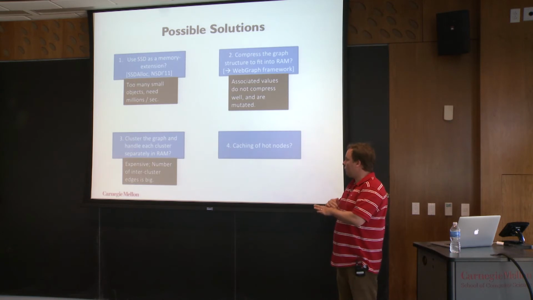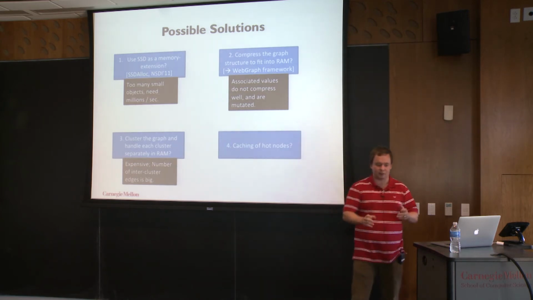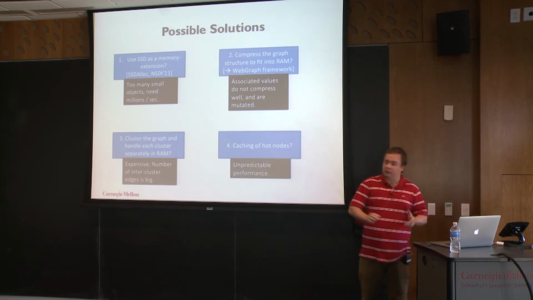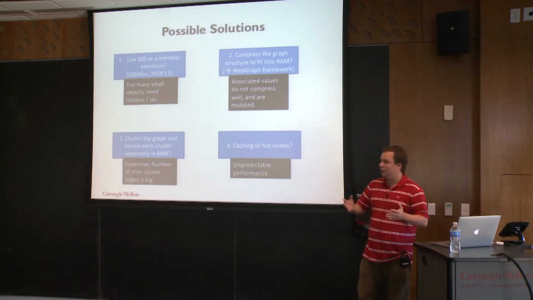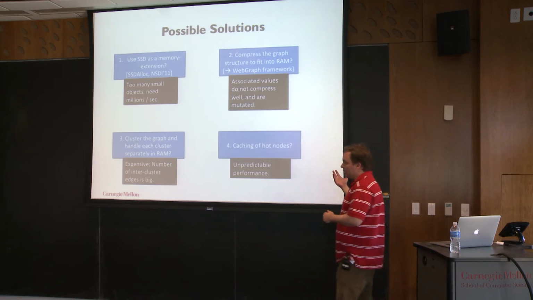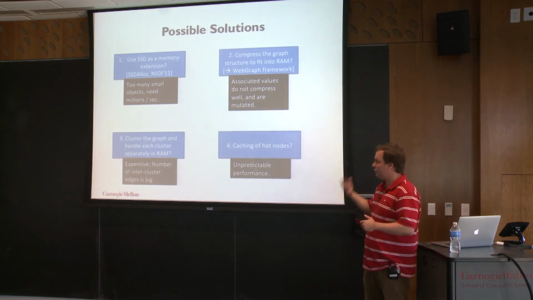Then the last idea is that, let's say, we load everything else from disk, but the most important nodes, Lady Gaga's and Justin Bieber's, we hold them in memory. This probably will work in some cases, and I know there is some work on this currently in the works. But in general, it gives you unpredictable performance. So maybe it works on some graphs, but not on some others.